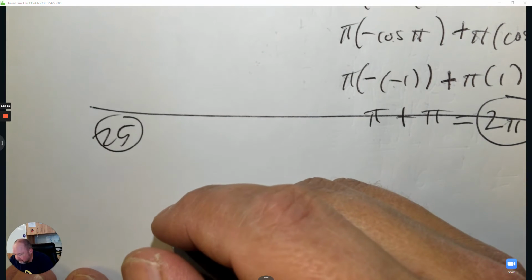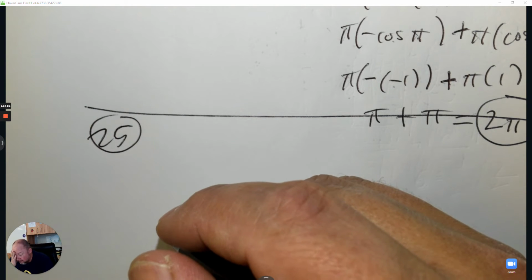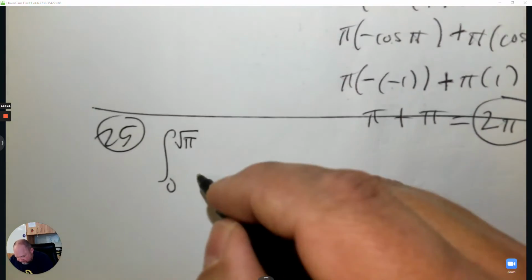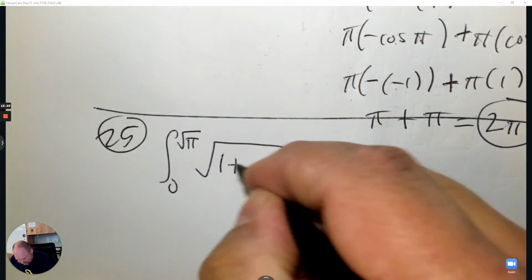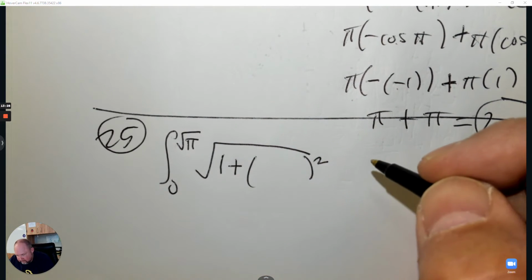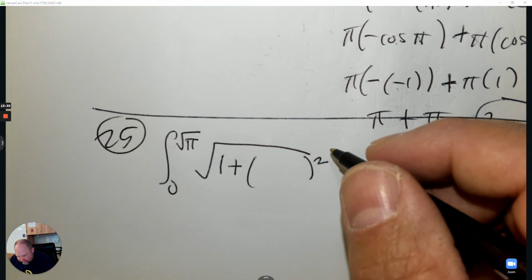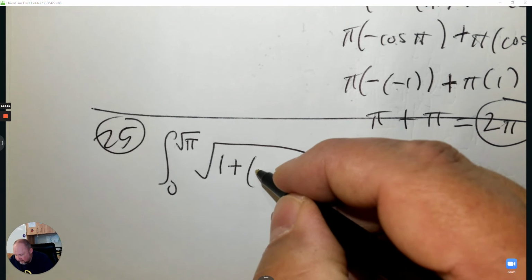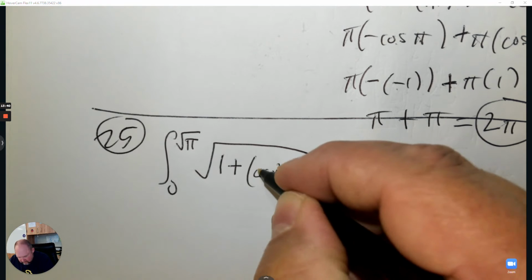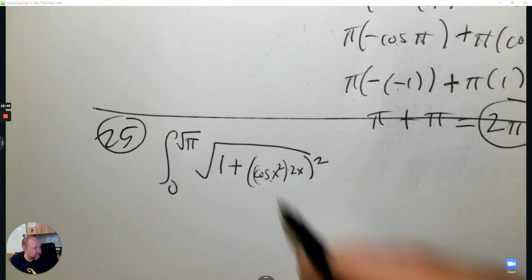Find the perimeter of the region R from question number 24. So perimeter is the arc length. So it goes from 0 to the square root of pi. 1 plus, you take the derivative and square it. So the derivative of sine x squared is cosine x squared times 2x. So the derivative rule and the hook.